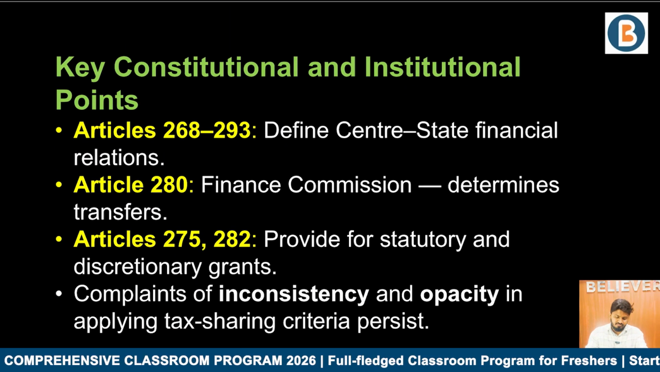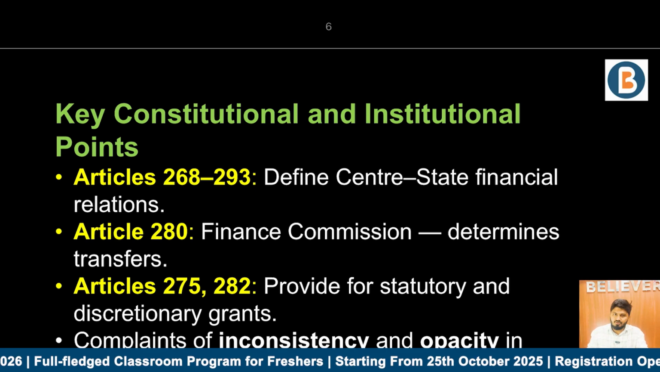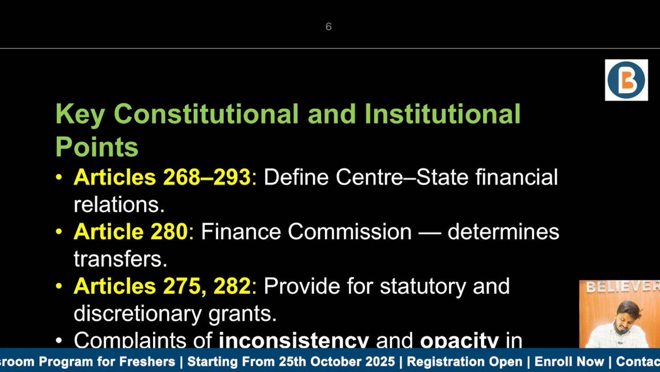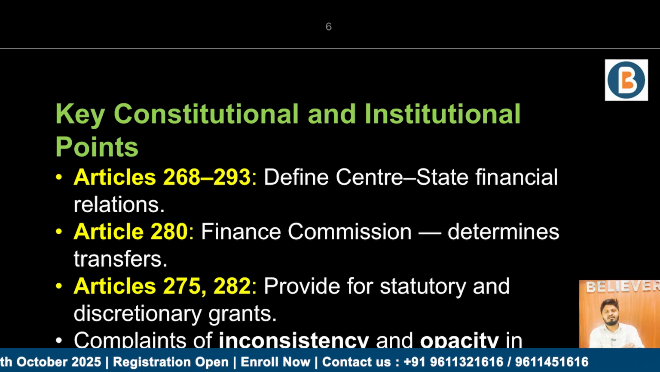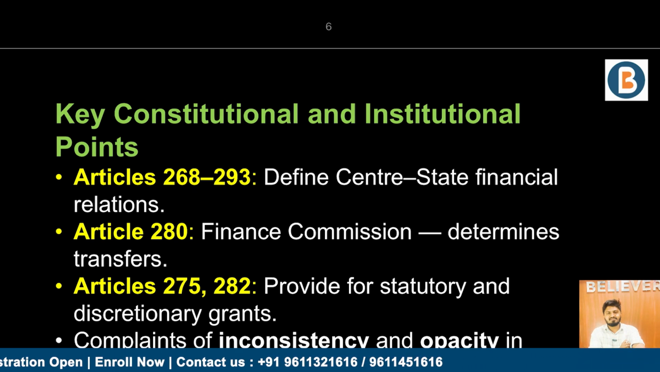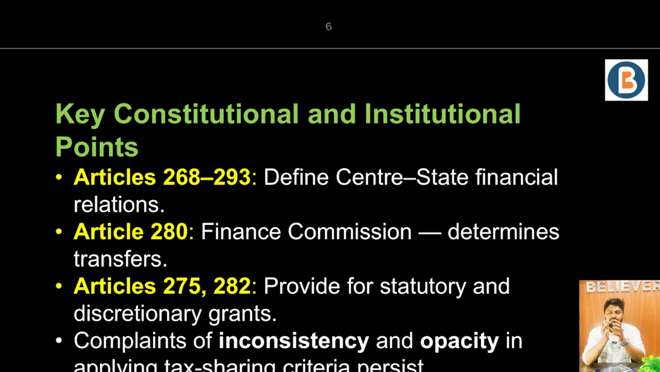So what should be the way forward? Before that, we will understand the constitutional and institutional points. Articles 268 to 293 define center-state relations in the financial sector. Article 268 talks about which taxes have to be collected by the state government and which revenues go to the central government. Article 270 talks about the divisible pool of funds, which of the collected funds are part of the central divisible pool and which are not. Article 271 talks about GST, and Article 280 talks about the Finance Commission.